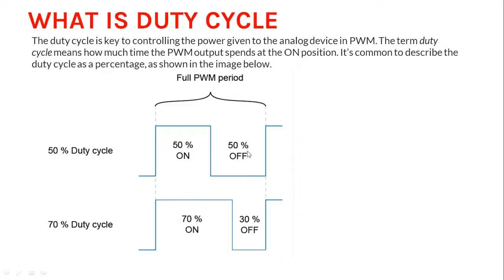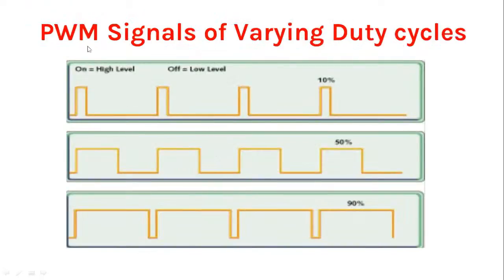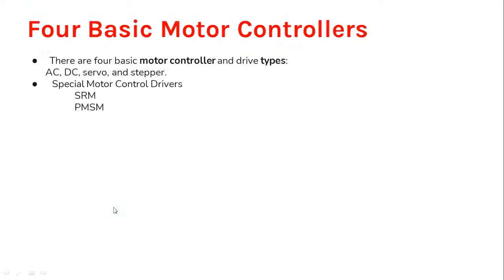So for the resolution, the varying duty cycles: you have the on and the off. Here a 10% duty cycle, a 50% duty cycle, and a 90% duty cycle. You could use PWM for basic motor control like AC motor control and DC motor control, or servo motors and stepper motors. And there are special motor control drivers, like SRM, switched reluctance motor, and PMSM, permanent magnet synchronous motors. So these are the motor controls you could do with a PIC microcontroller.